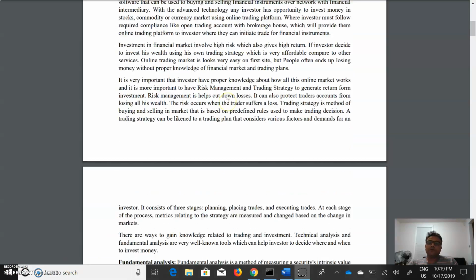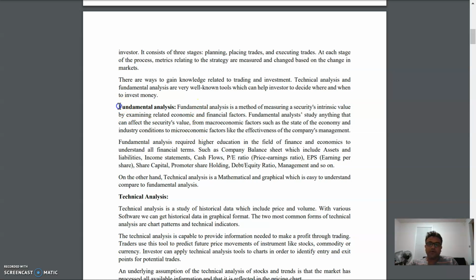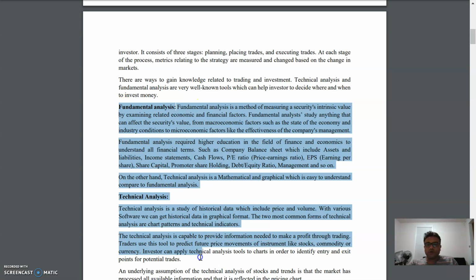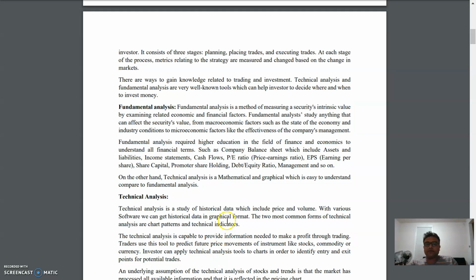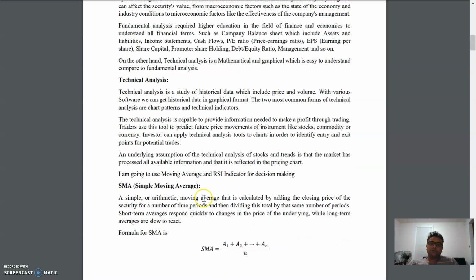So introduction, and then I have described the two very important tools which people use in a stock market or any financial market, which is fundamental analysis and technical analysis. Fundamental analysis requires higher knowledge of the financial sector, and technical analysis is a bit easier compared to fundamental analysis. So I have used these technical analysis tools in this simulation model.